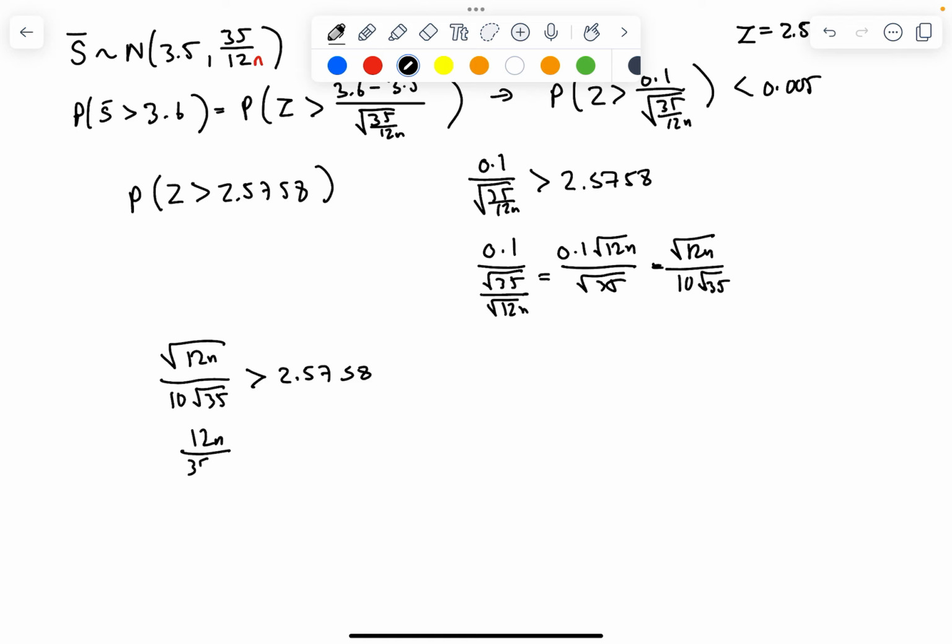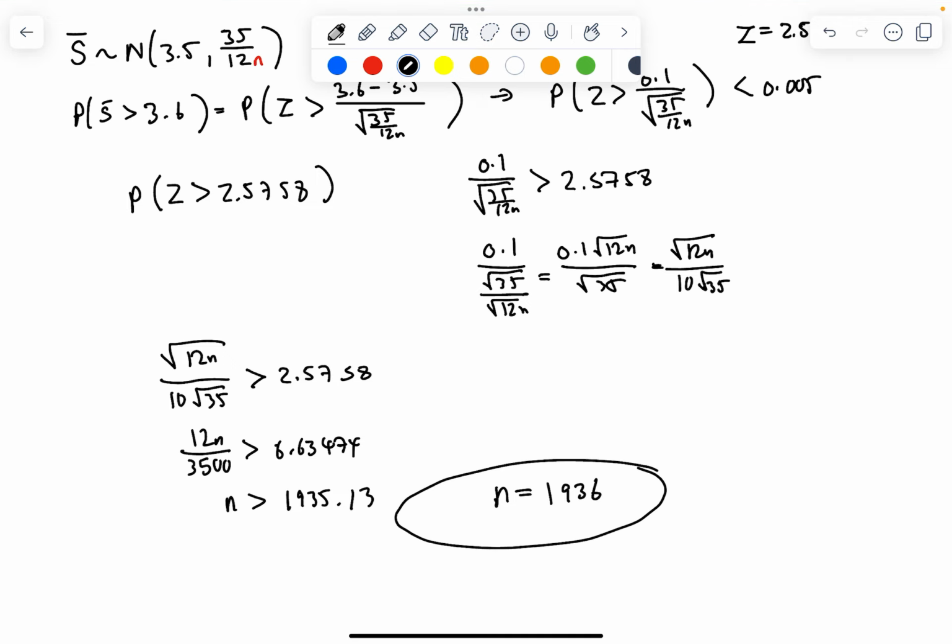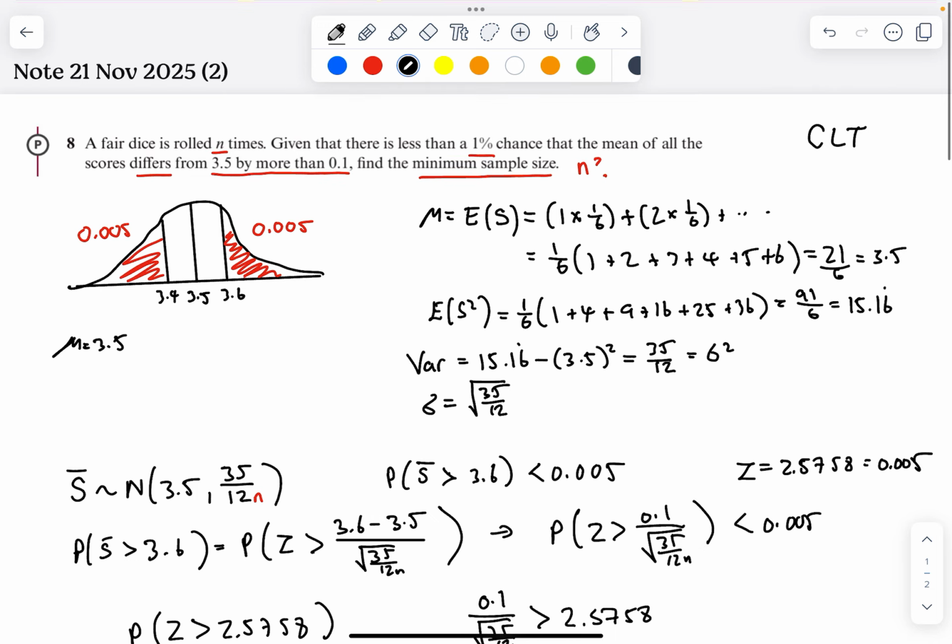over 3,500 is greater than 6.63474, and again I multiply by 3,500 divided by 12. That means that n is greater than 1935.13. So that means that n has to be 1936 because it's a sample size and I need a whole number. And that is the answer to question 8.